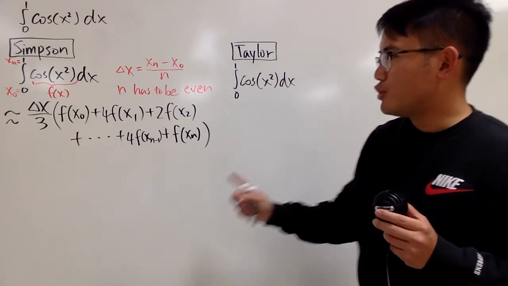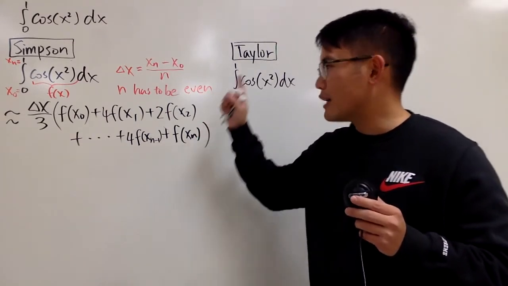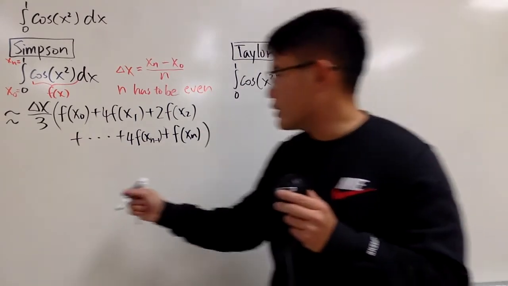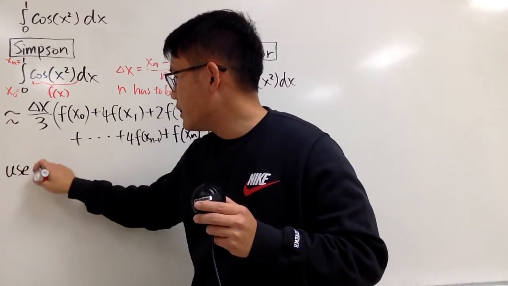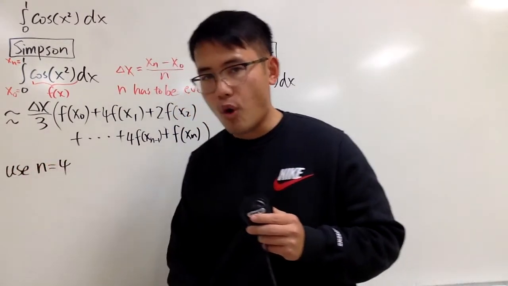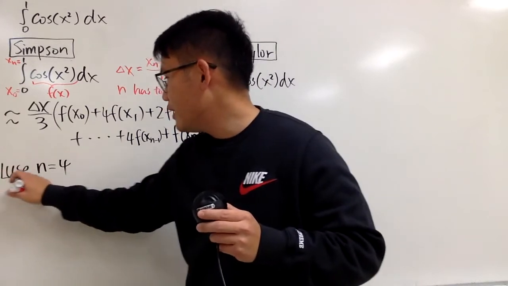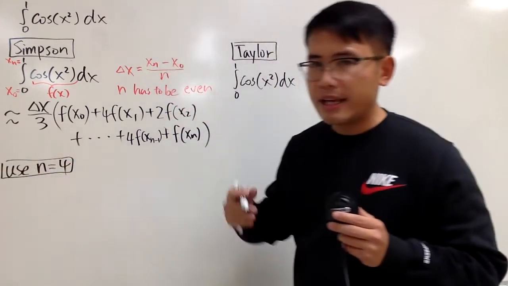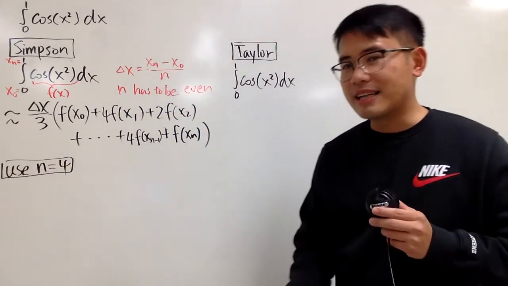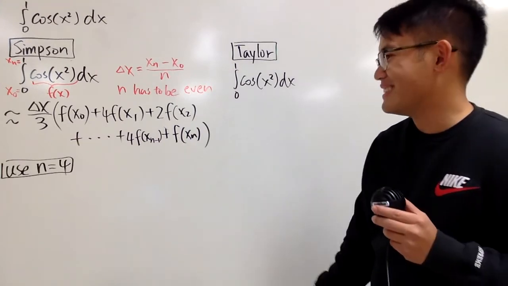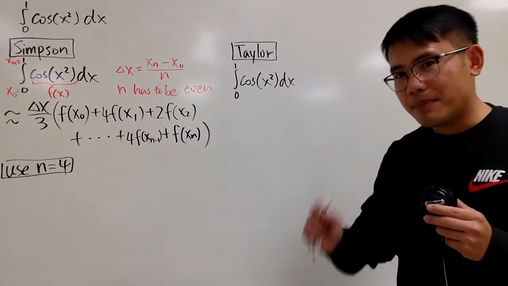Before we start, we have to choose an n value, and the n value has to be even. And perhaps I will just write this down right here. We will be using n equals 4, because if I use n equals 2, that's too lazy. If I use n equals 6, that's too long. It's no good. N equals 4, I think, is just about right.